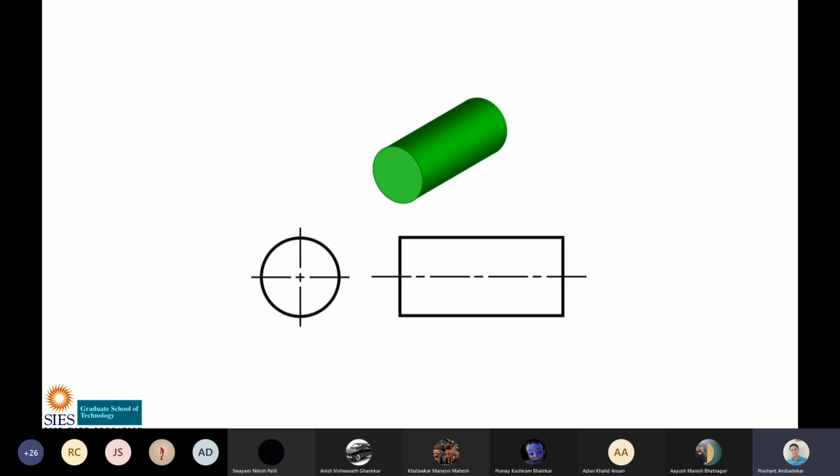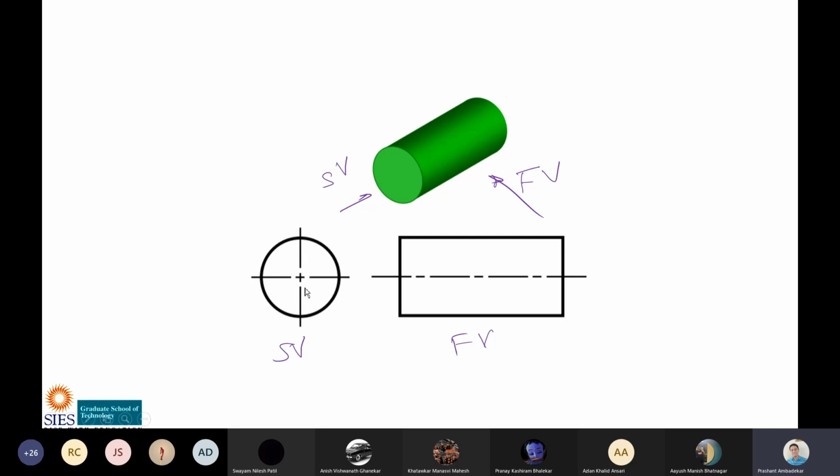Now see, this is a cylindrical surface. I think this is clear to you now. I had shown you the demonstration. If you see from here, this is the front view. If you see from here, this is the side view. So this is the side view and this is the front view. Okay, now this is already clear to you.